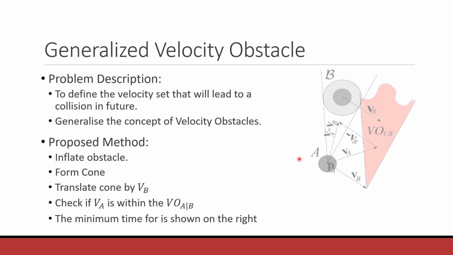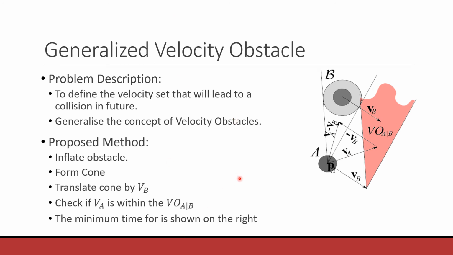So let's understand the proposed method. First, here we have the robot A and the obstacle B. What we do is we inflate the obstacle by using Minkowski's sum, and that is this gray region which we see here. Now we join the point A to the obstacle B to form this cone, and then shift it by VB, the velocity of B. So here what we see, the pink portion, is our velocity obstacle. Alternatively, we can say that the relative velocity VA minus VB should not lie in this cone, or the VA velocity should not lie in this pink area.